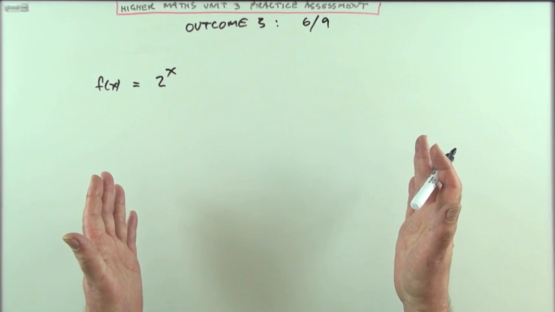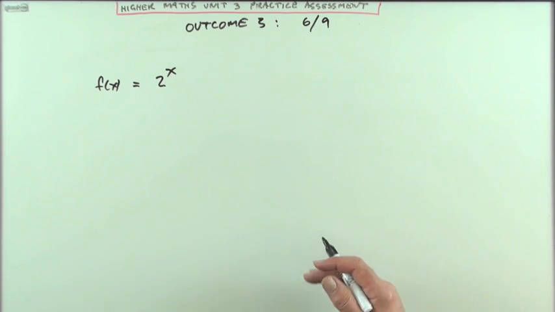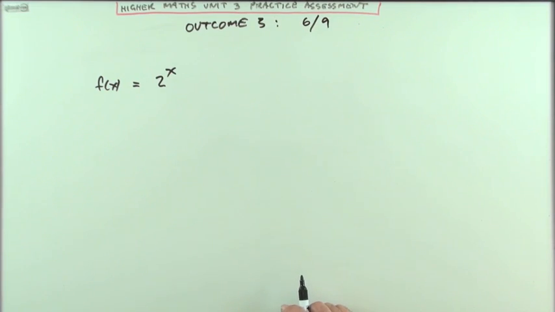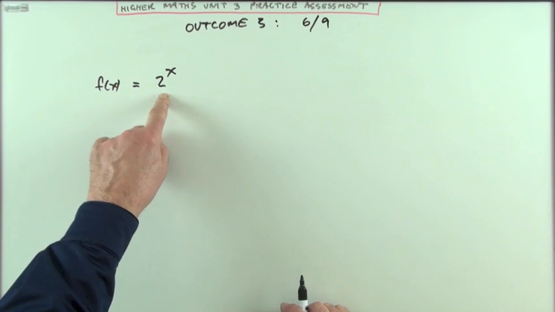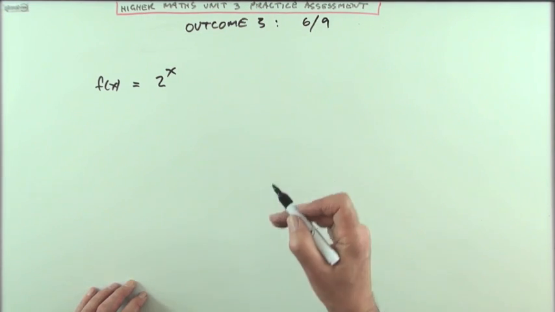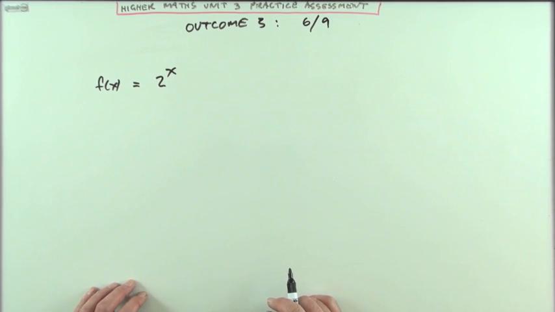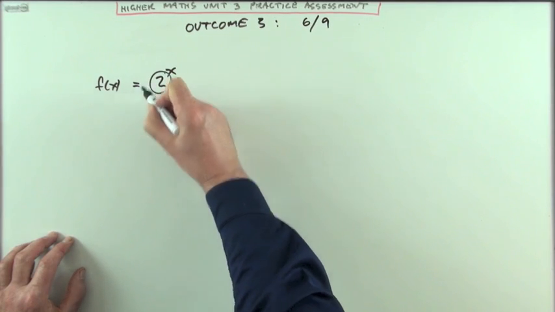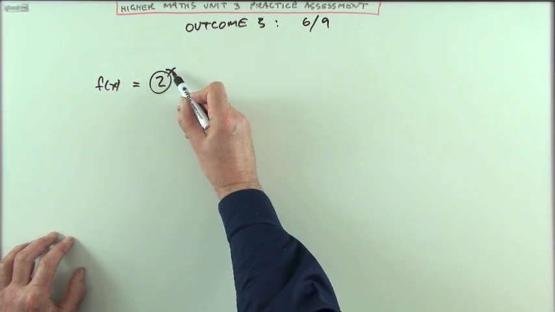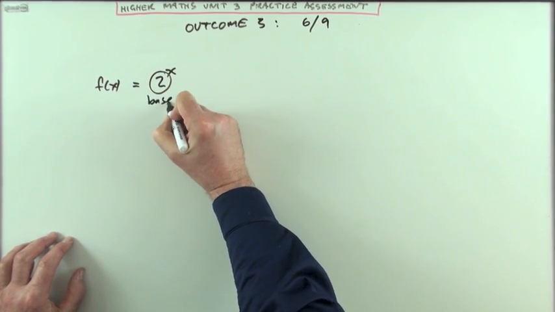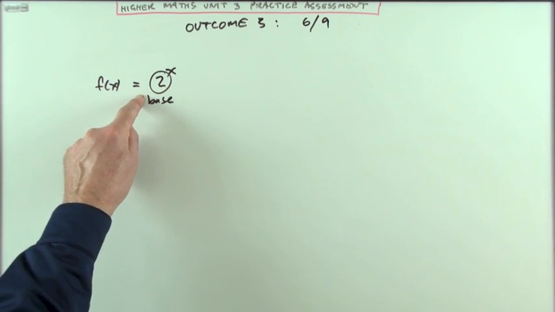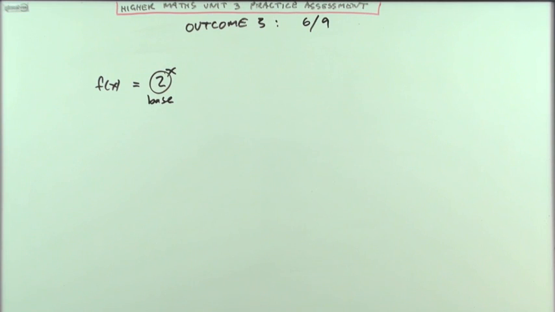Now, all functions have got inverses. Sine, inverse sine, or arc sine. Square, square root. The inverse of the exponential function is the logarithmic function. This number in the exponential function, the number that all the powers are based on, is called the base of the exponential function, and that will remain the base of the logarithmic function.